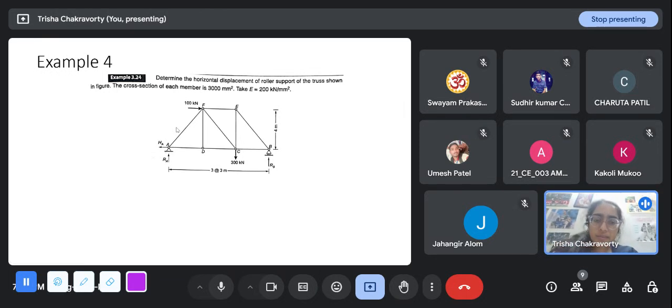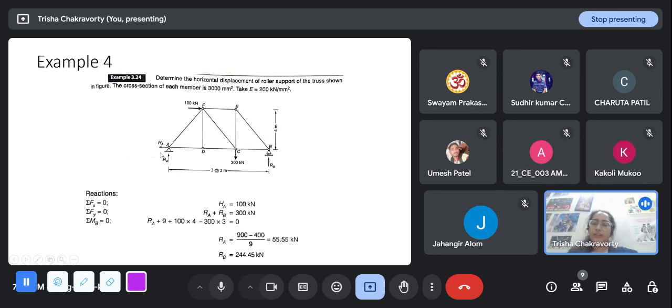Determine the horizontal displacement of roller support. So this is one of those questions where the applied load is here, but the displacement is asked at some other point. Determine the horizontal displacement of roller support of the truss. The cross section of each member is 3000 millimeter square. Take E equal to 200 kilonewton per millimeter square. So this is consistent with units. The forces are also in kilonewton, and these are also given in kilonewton and millimeter square. But the length also, make sure to put them as millimeter because it is given as meter here.